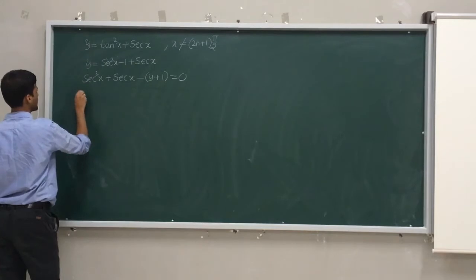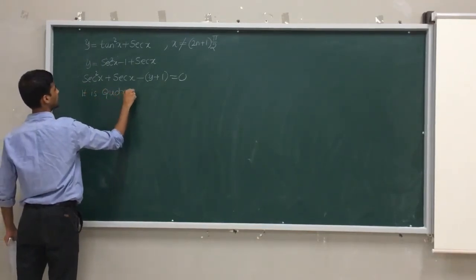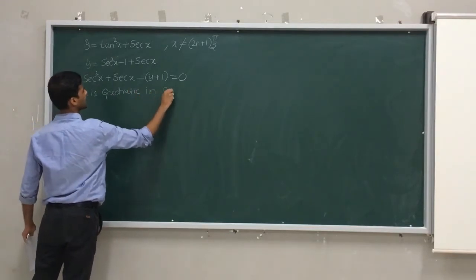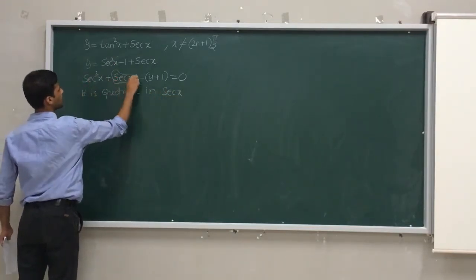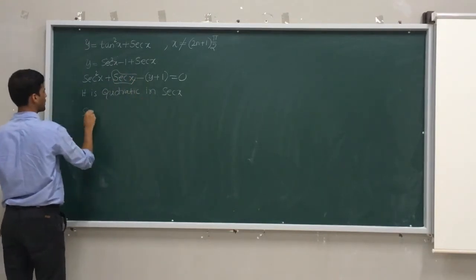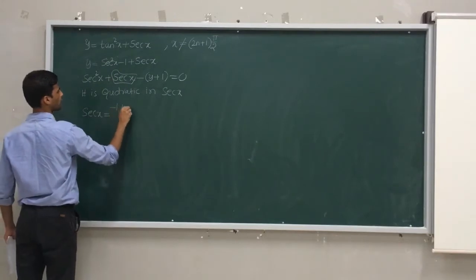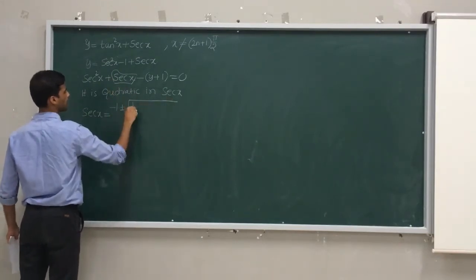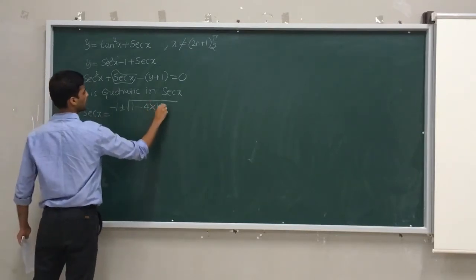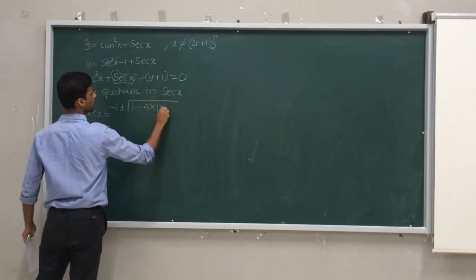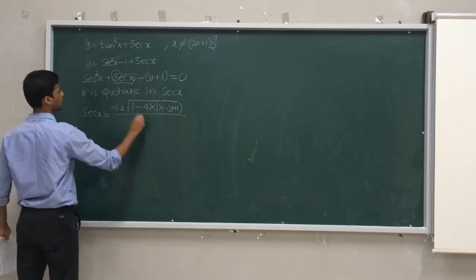Therefore, I write this as a quadratic in sec x. It looks like ax square plus bx plus c. So the solution is sec x equals minus b plus or minus the square root of b square minus 4ac, upon 2a. Here b is 1, so minus 1 plus or minus the square root of 1 minus 4 into a. A is 1. C is minus of y plus 1. Upon 2a, that is 2 into 1, 2.